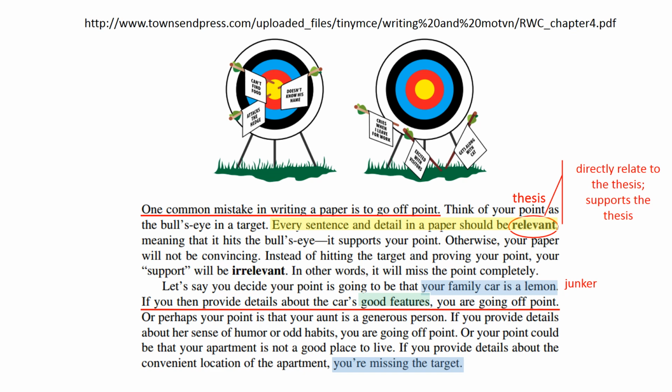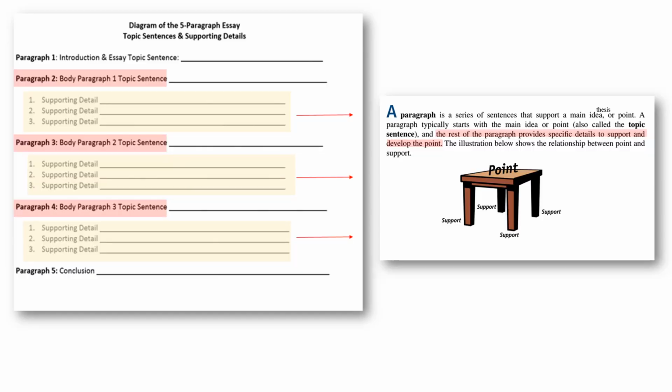So if you begin talking about your car's great motor or your car's great stereo, your car's good features, you're missing the target. What would we expect after a thesis statement of "My family car is a lemon"? We would expect a list of supporting sentences with details to persuade us that your car is indeed a lemon, it's a junker.